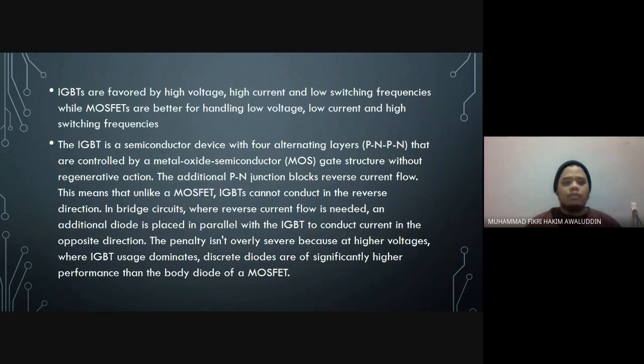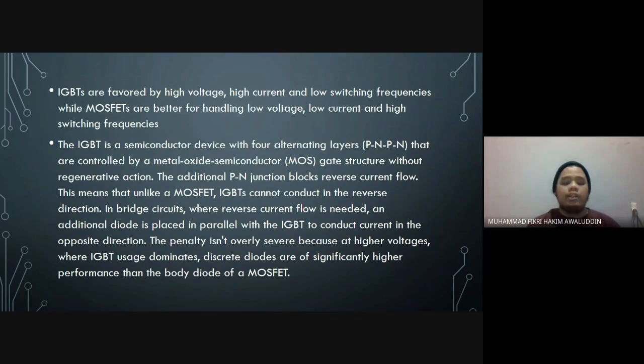IGBTs are preferred for high voltage, high current, and low switching frequencies, while MOSFETs are better for handling low voltage, low current, and high switching frequencies. The IGBT is a semiconductor device with 4 alternating layers, PNPN, that are controlled by a metal oxide semiconductor gate structure without regenerative action. The additional PN junction blocks reverse current flow.